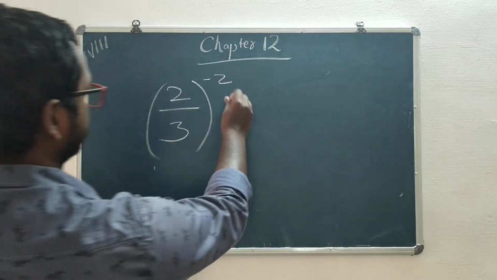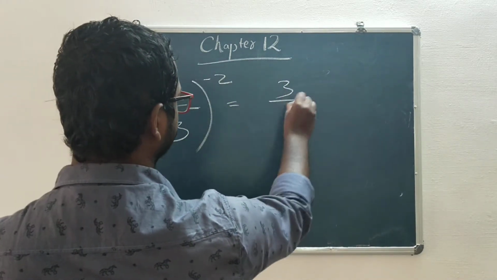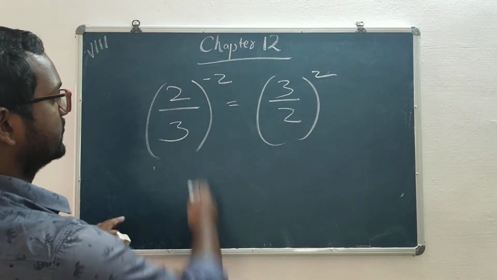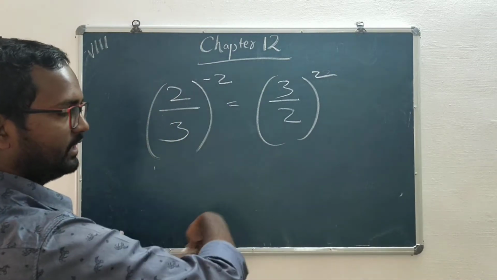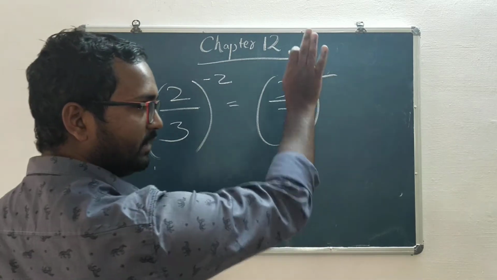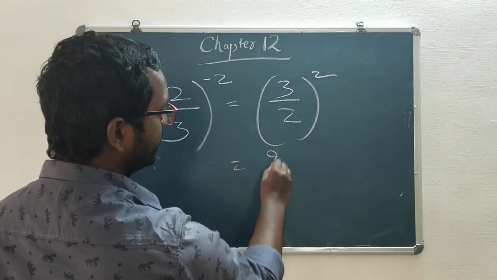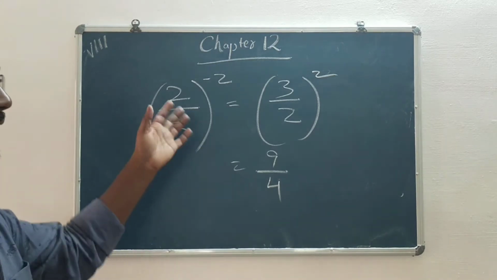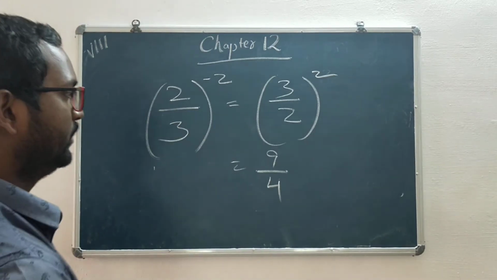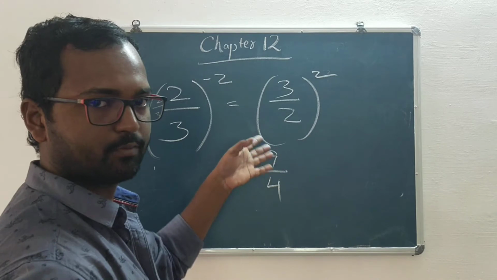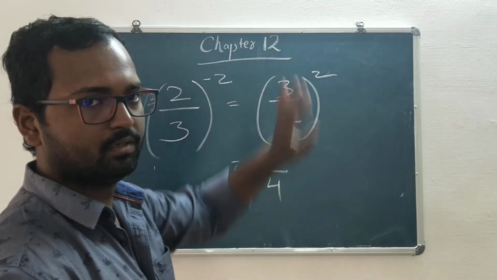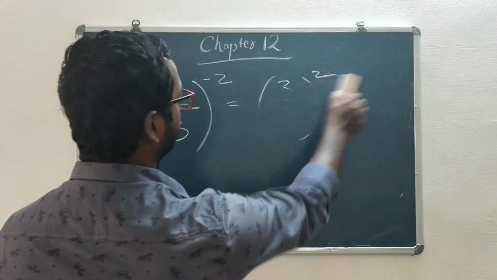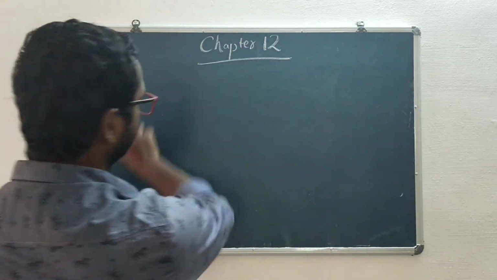This way also you can do. Just because of this power, we can directly take the reciprocal of the numbers and keep the power as positive. So we get 9 by 4. Two methods: either open the bracket and then do it, or just take the reciprocal right here, put the power as positive and solve it. You will get the answer. Okay, let's take one more example.